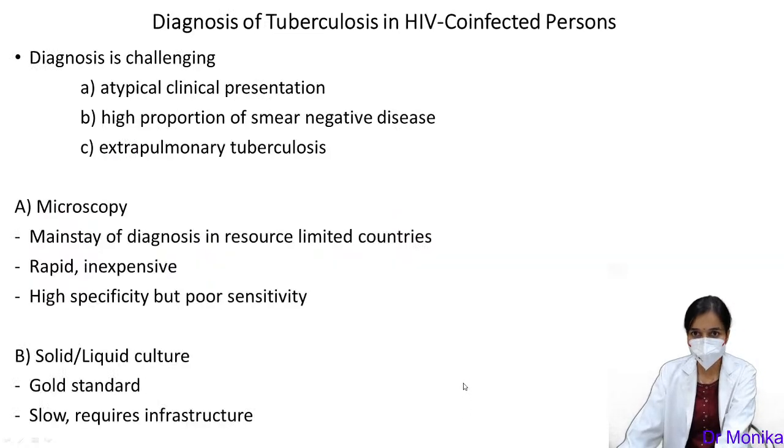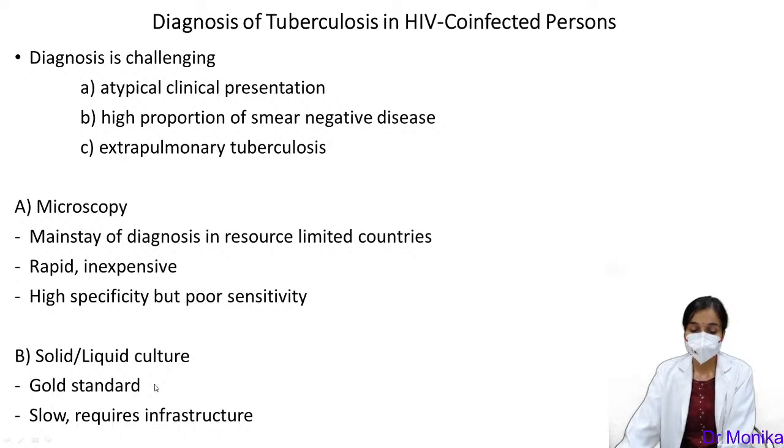this syndrome. Coming to the diagnosis of TB in an HIV co-infected person, the diagnosis in TB-HIV co-infection is challenging owing to the atypical clinical presentation, the high proportion of smear-negative disease, as well as extrapulmonary tuberculosis. In resource-limited countries, microscopy is the mainstay of diagnosis. It is rapid and inexpensive. However, it is poor in sensitivity. Solid and liquid culture remain the gold standard for diagnosis. They are slow and also require considerable infrastructure.